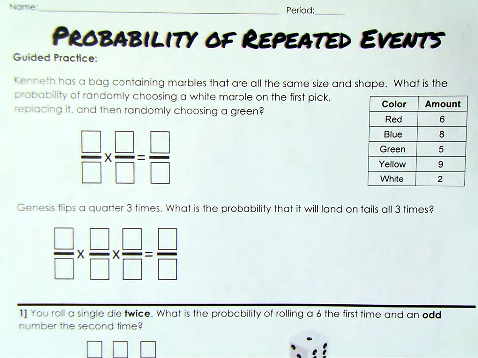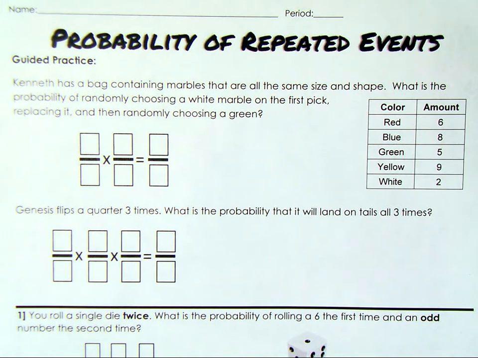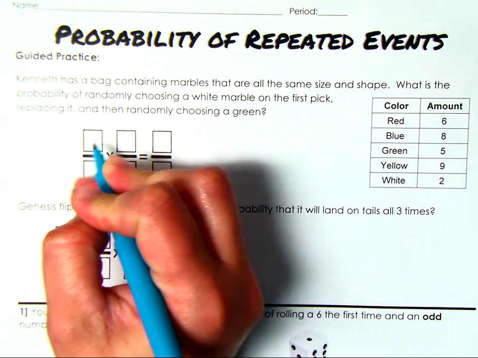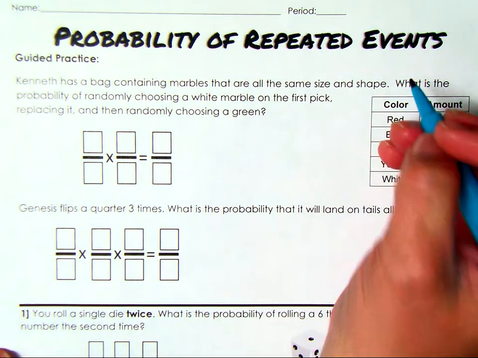It says, Kenneth has a bag containing marbles that are all the same size and shape. What is the probability of randomly choosing a white marble on the first pick, replacing it, and then randomly choosing a green? Okay, so let's see how we're going to do this. We did this in our previous lesson, but in case you needed a little refresher, we're going to take our first event and multiply it by our second event. That way we don't have to make a very long list or sample space of all those combinations. So let's look at our first event.